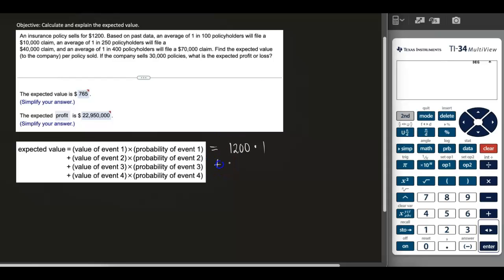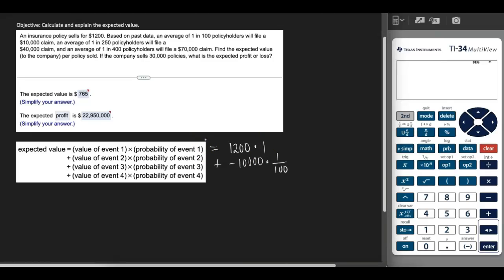To that, I'm going to add the value of the next event. Some of these people, 1 in 100, file a $10,000 claim. So from the insurance company's perspective, the value of that event is a negative $10,000. And that happens 1 out of 100 times, out of 1 in 100 policyholders. And then I'm going to keep going with this.